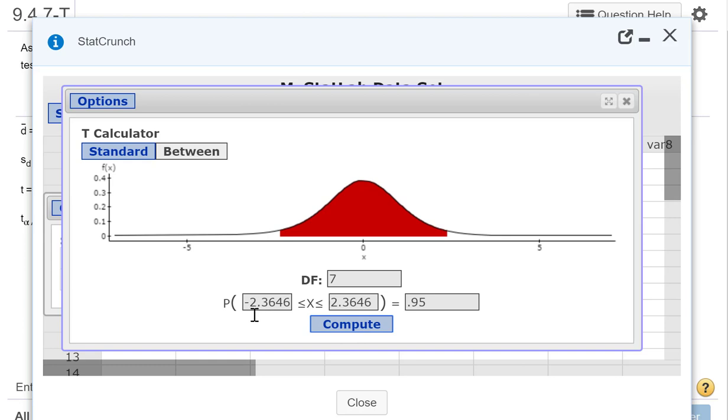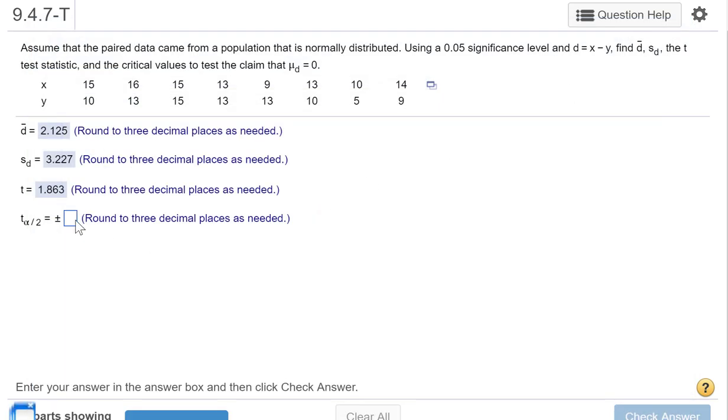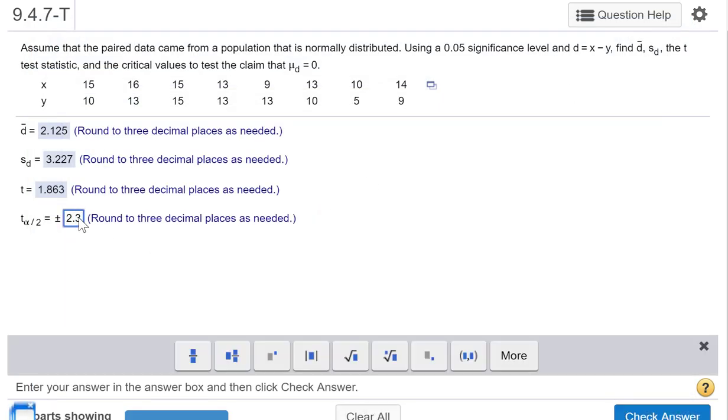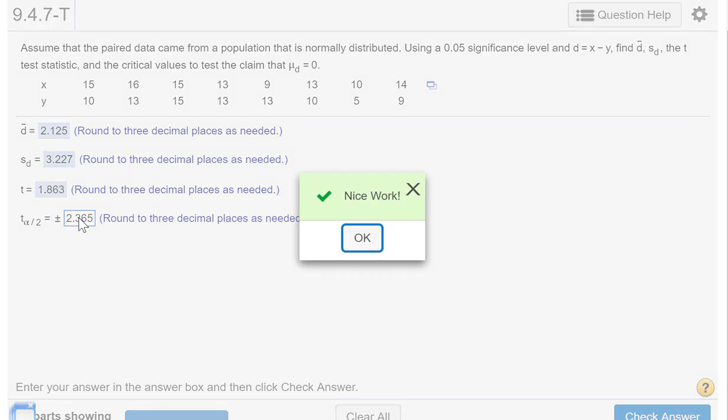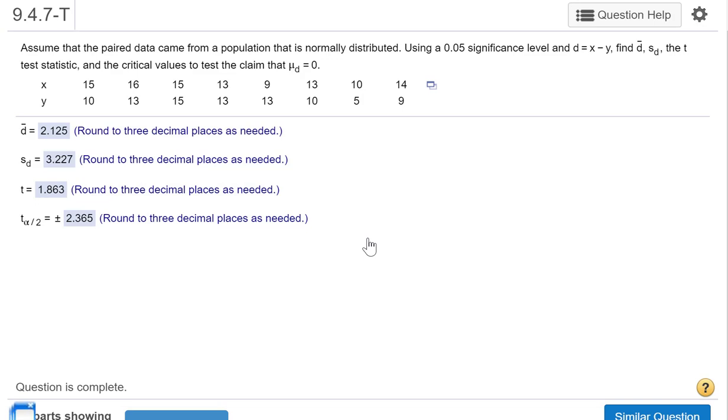And this is what it is. It's 2.365. So plus or minus 2.365. So I hope that helps.